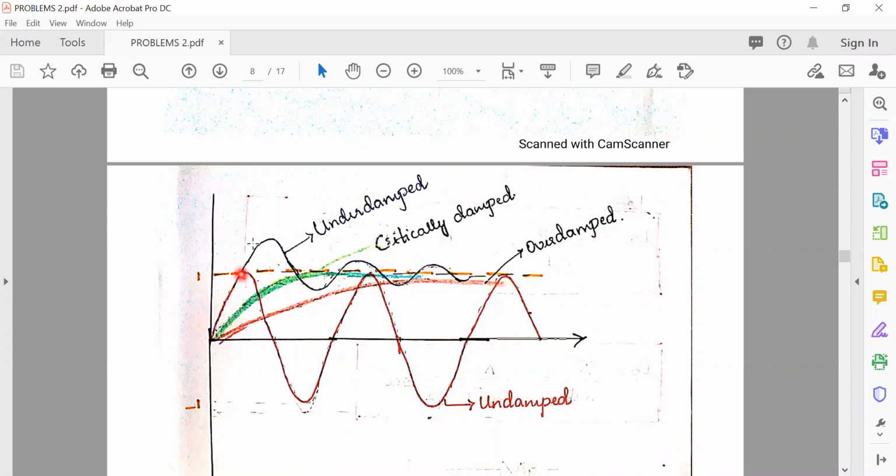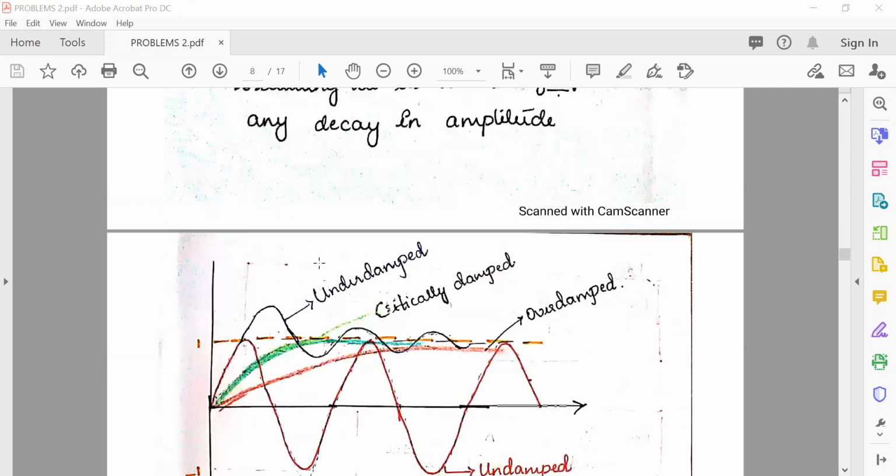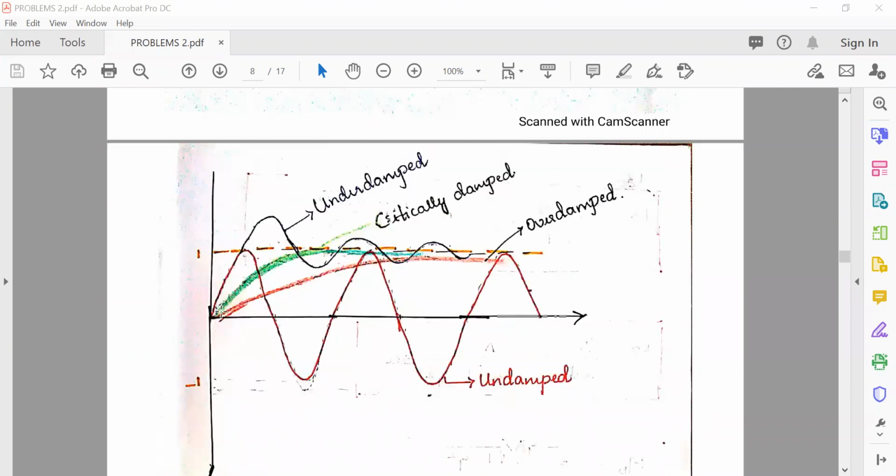Next, underdamped, where zeta is less than 1. It will oscillate, but finally it will settle down. Critically damped is when your damping ratio is 1. It is not like overdamped; it will take some time, but finally the system will settle down. This will be the ideal condition, the critically damped system.